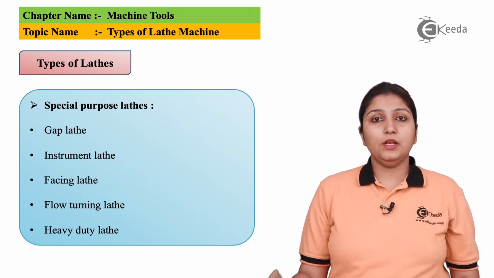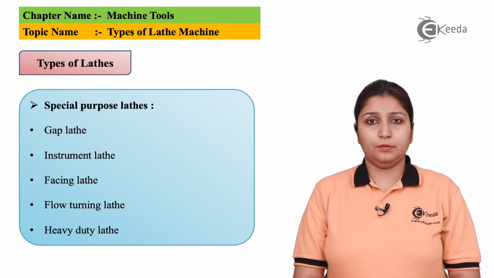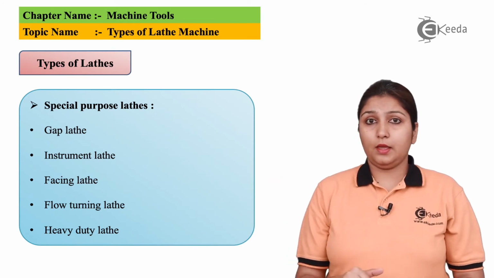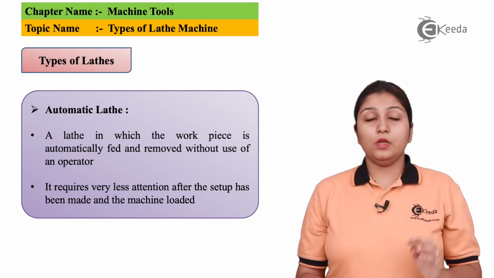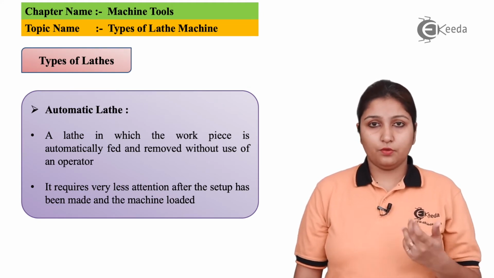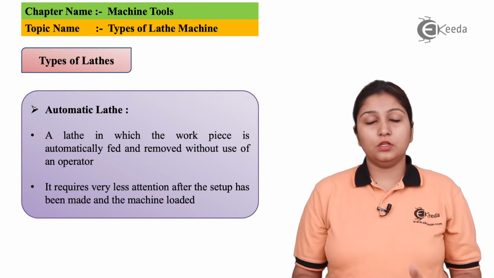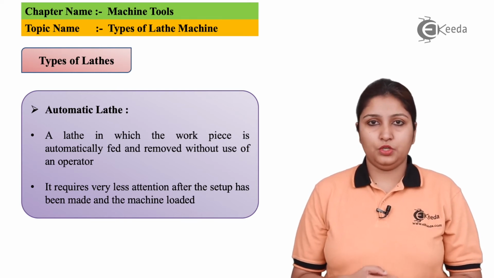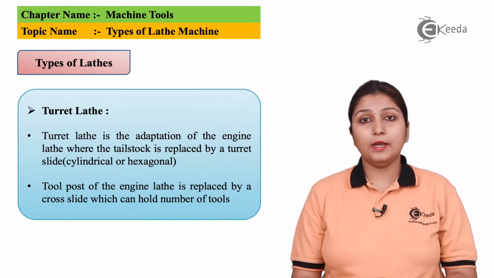Next are special lathe machine, which include gap, facing and different other types of lathe machine. Another type of lathe machine is automatic lathe machine. So in this lathe machine, the object, which is your workpiece, is been fed automatically in your chuck. So this is the beauty of automatic lathe machine. So now I'll talk about turret as well as capstone lathe machine.